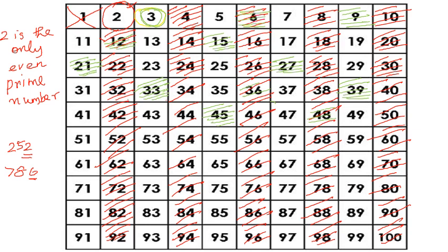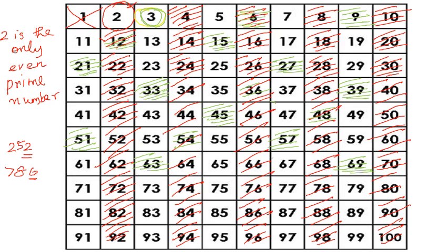So I'll come to 51. 51 plus 3 is 54. It is already covered. 54 plus 3 is 57. 57 plus 3 is 60. 63 next. 60 plus 3 is 63. 63 plus 3 is 66. 66 plus 3, 69. 69 plus 3, 72. It is already covered. 72 plus 3, it is 75.